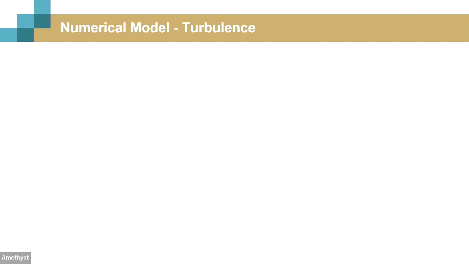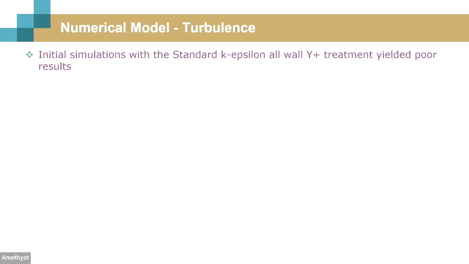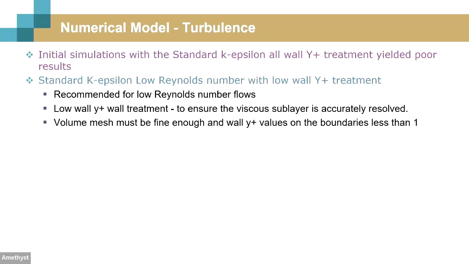And then we started looking at turbulence, and we realized that our initial simulations using the standard K epsilon turbulence model gave us poor results. So we decided to rather go with the low Reynolds number K epsilon model with a low wall Y plus treatment. But the only downside from this is that your volume mesh must be extremely fine, to ensure that you get the correct Y plus values on your boundaries. So it increases your mesh count considerably.